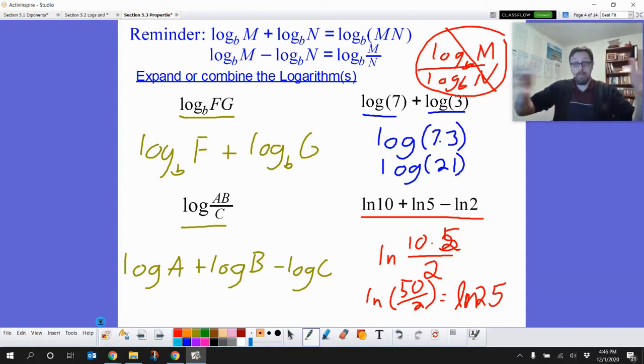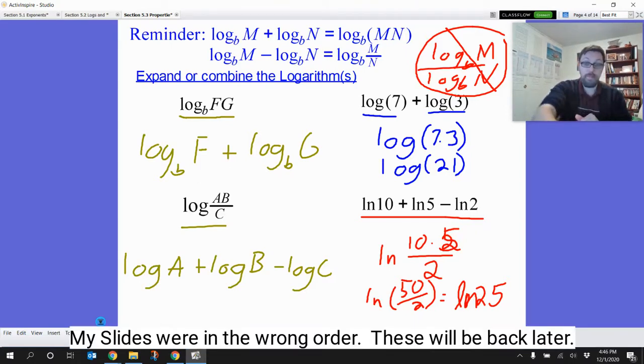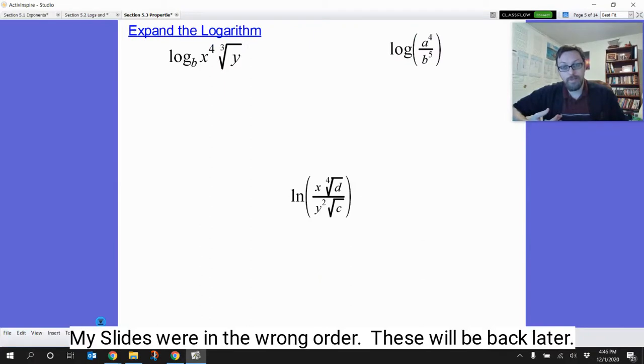Neat. You can break them up. We can put them together. So expand is the tan ones, and then the blue and the red is where we're combining our logarithms. Depending upon what we're doing, like solving, sometimes we want them broken up, and sometimes we want to put them together.